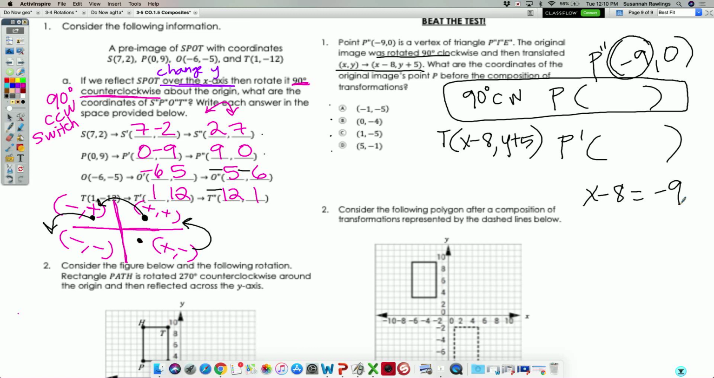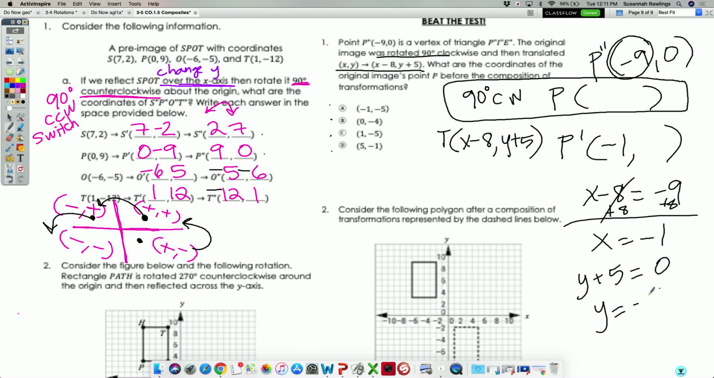Okay, when I add 8 to both sides, Corbin, what would my x value be? I'm just solving for x. So what is my x value there? Not 0. Negative 9 plus 8 would give me negative 1. So my x value for p prime is negative 1. Okay, again, we're working backwards, so we're setting equal. So I'm going to do y plus 5 equals what? 0. And that is just going to change the sign. So y equals negative 5. So we have my single prime.